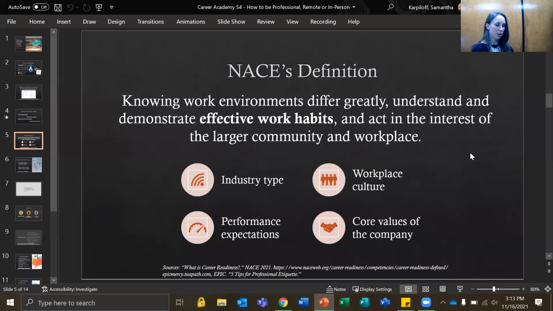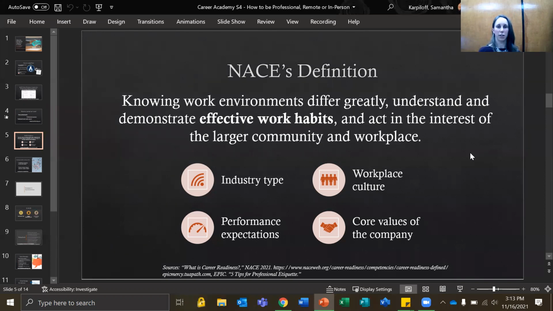So starting with industry type, like I was just saying, if you work in corporate finance, the definition of professionalism will be different there compared to if you are a teacher at an elementary school, or if you work on a construction site, that's going to be different in terms of being professional compared to if you're a nurse in a hospital.